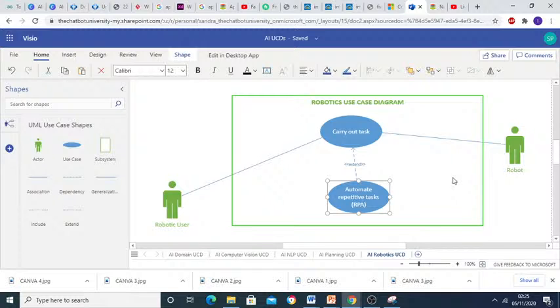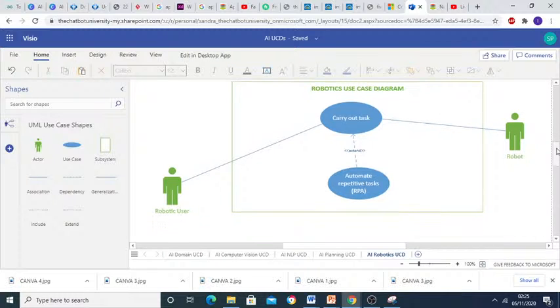So this is where I stop this teaching for now. And the next time we meet, I will be putting together the speech recognition use case diagram. So for now, we are happy to have gotten to this stage.